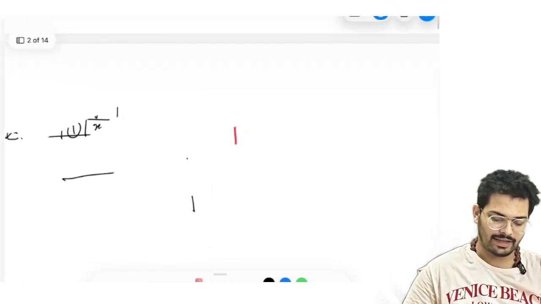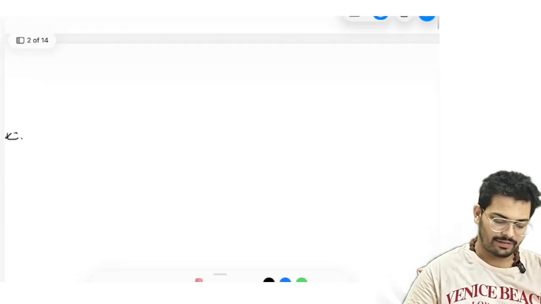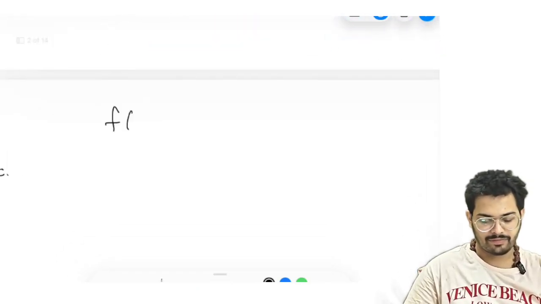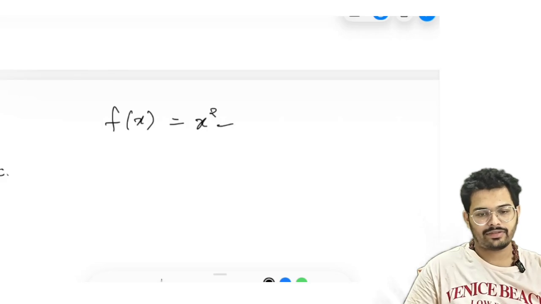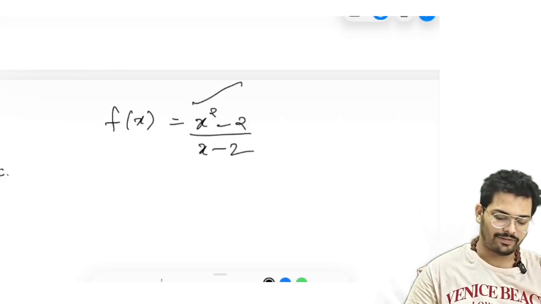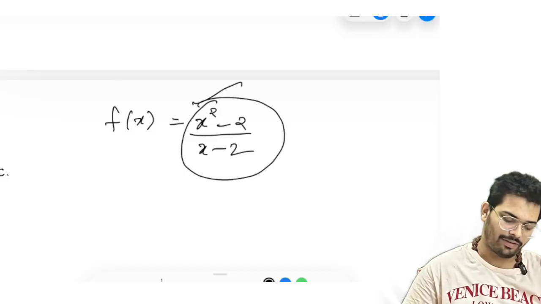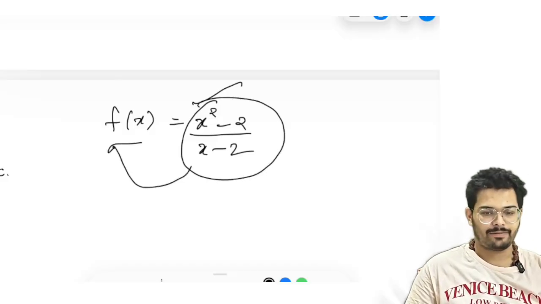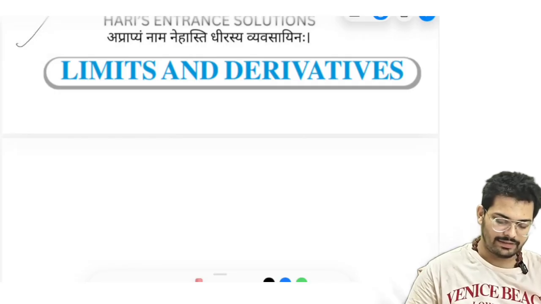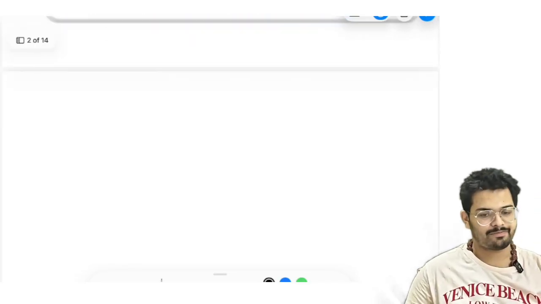A function is like this, it's just an equation of x. For example, this is also a function, that is f of x equal to (x square minus 2) divided by (x minus 2). This is also a function of x. Whatever the value of x you are putting, you will always have a definite value for y. Now we can discuss what you mean by limit.